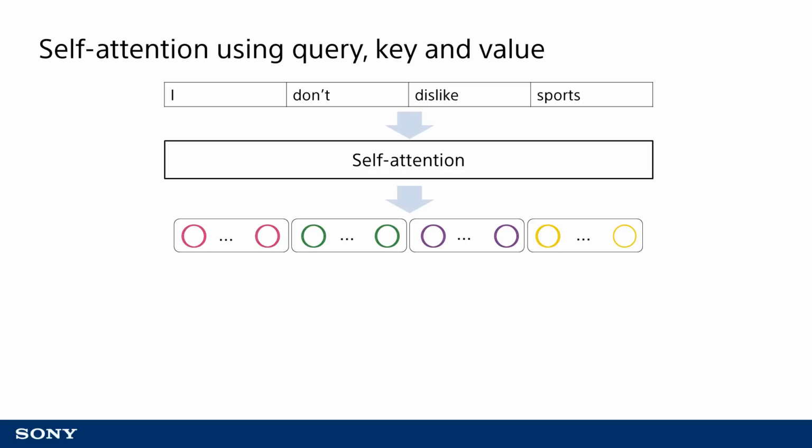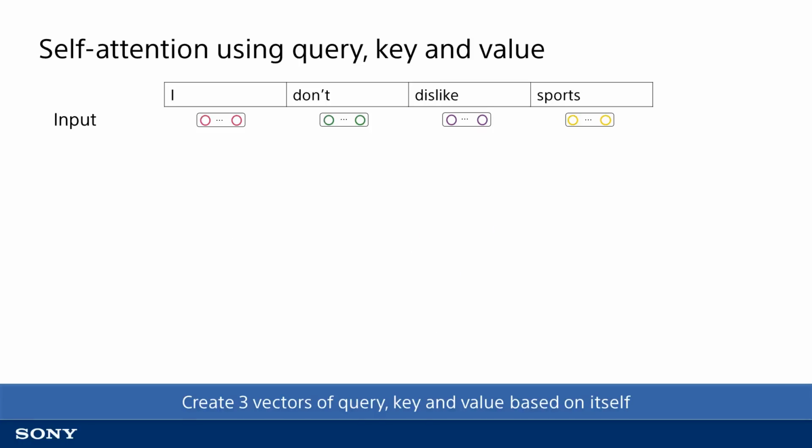For example, the meaning of a word depends on the meaning of other words in the sentence. This can be seen when a sentence contains a negation or a modifier. In this sentence, the word dislike is negated by the word don't. Self-attention enables operations that determine the features of one word by using other words as reference.